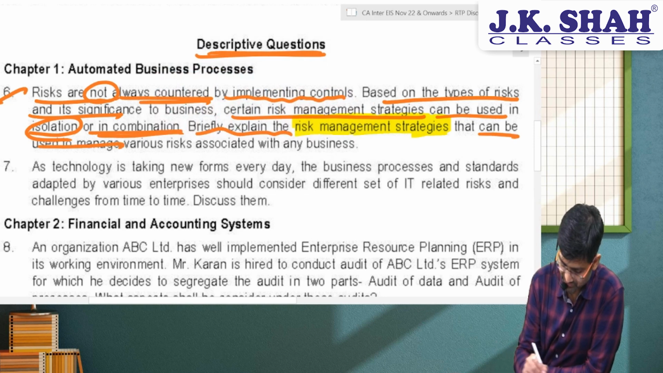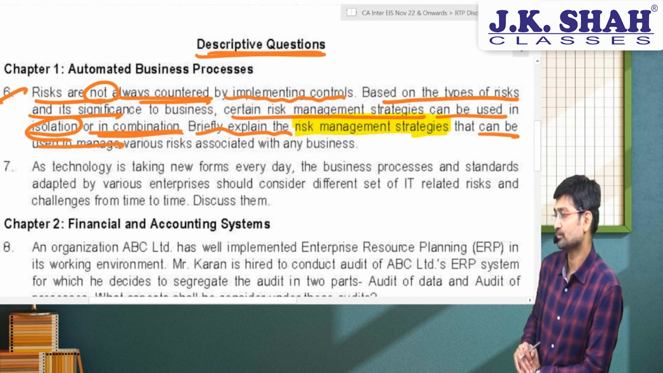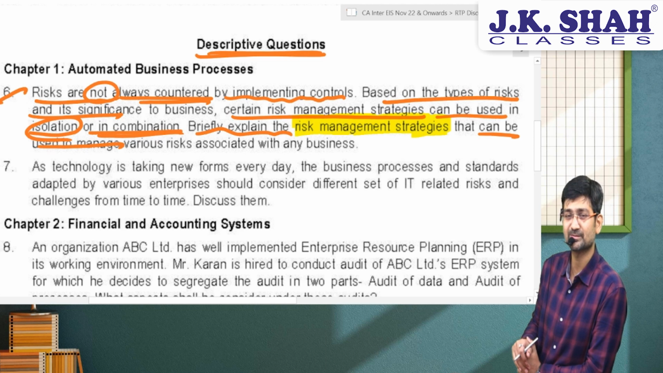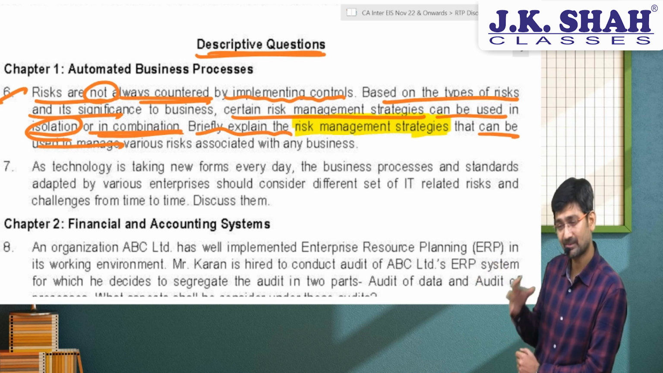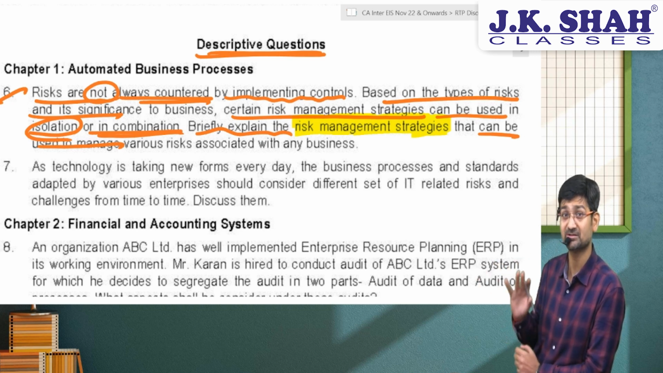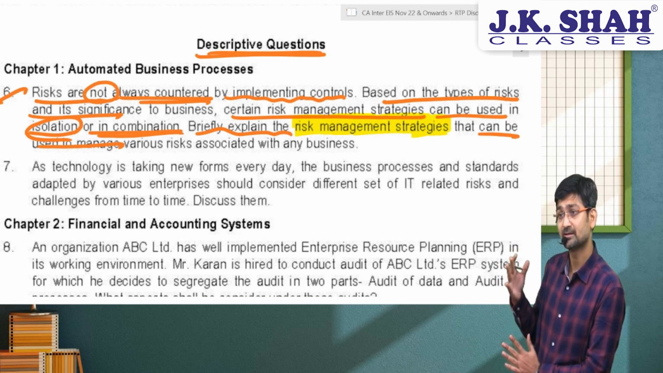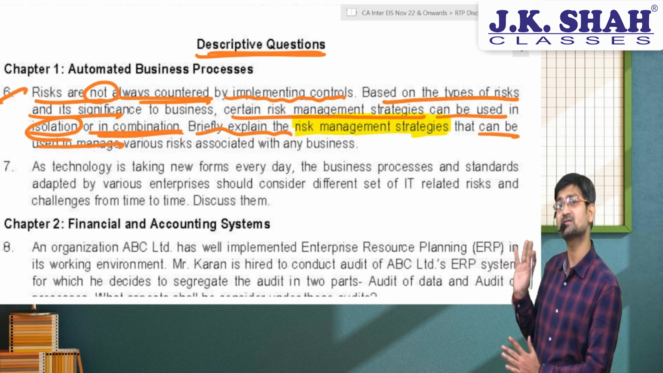That can be used. So, if you remember, what are the risk management strategies? Chapter 1, obviously. If you remember, this is the second part of the chapter that we do in parts, where you discuss risk management, ERM, and internal controls. There are 4 strategies in the new book. The old syllabus had 5 strategies. So, till November 21, the book had 5 strategies. May 22 and onwards, the syllabus has 4 strategies.